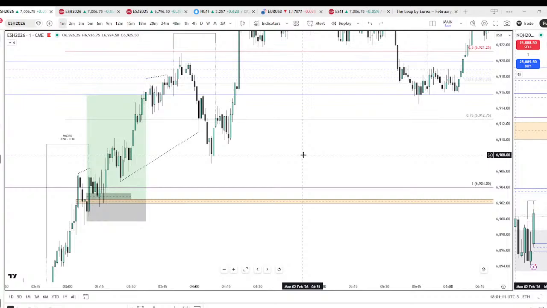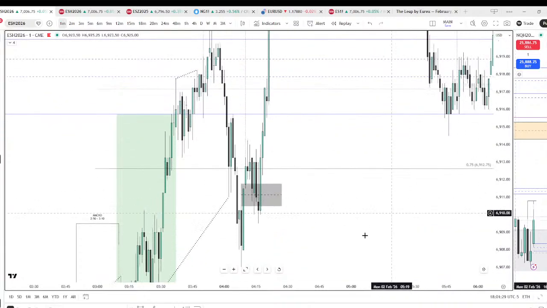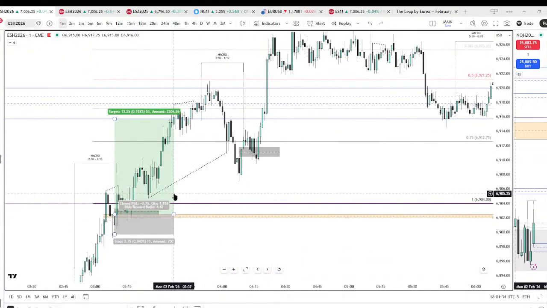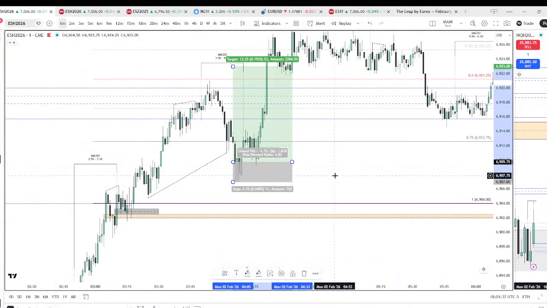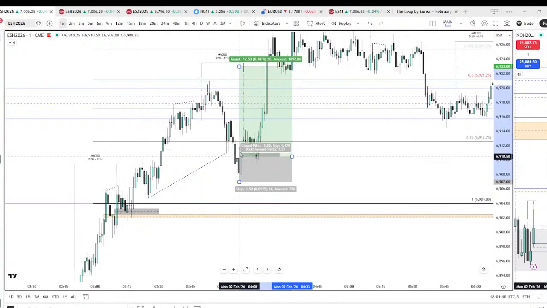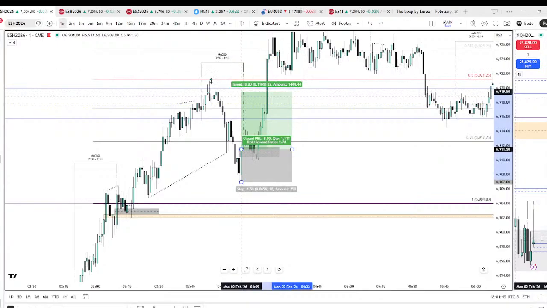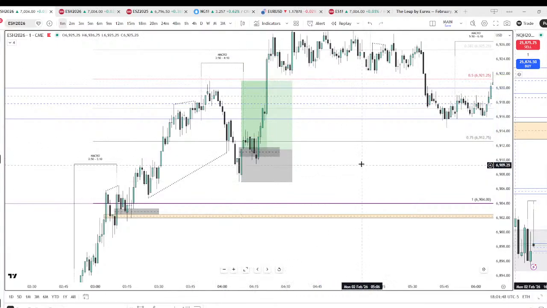What does that tell us? ES is stronger than the NQ. So immediately from there, we should be looking up. Including that volume imbalance, target that high right there.